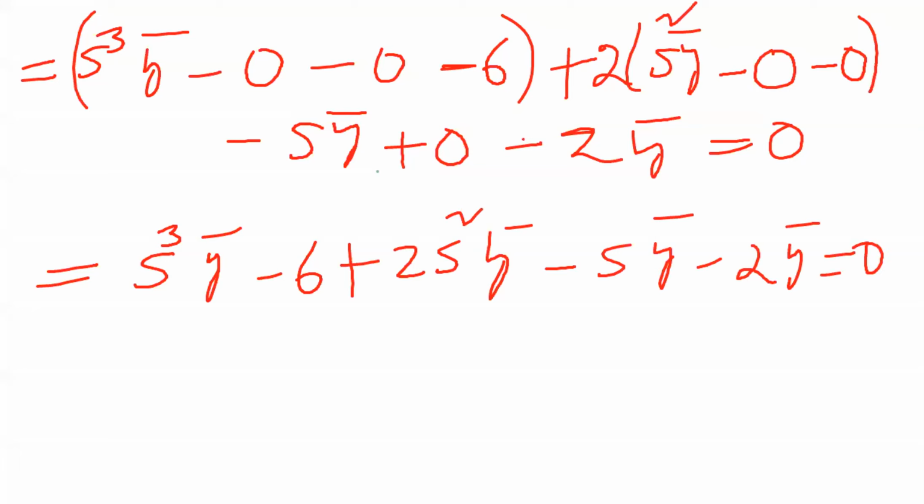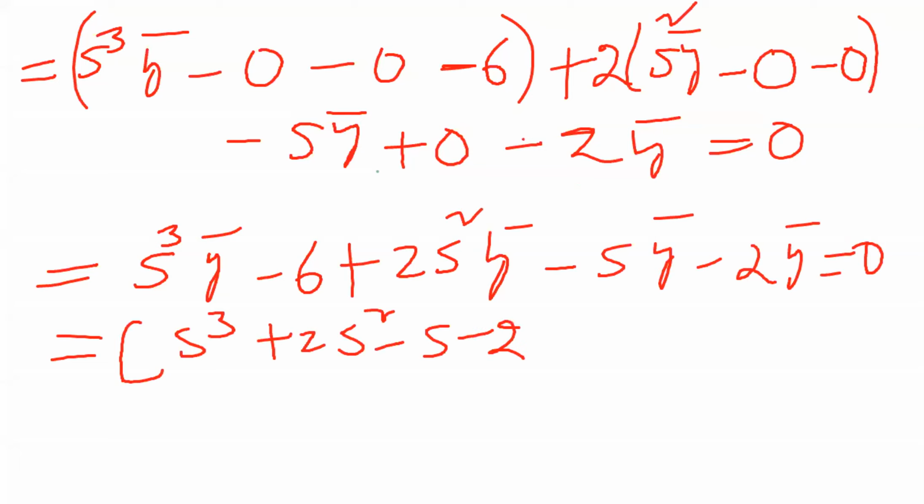Okay, so we take y bar common on these terms. Common of y bar: (s cube plus 2s square minus s minus 2) into y bar. Here 6 has no coefficient of y bar.